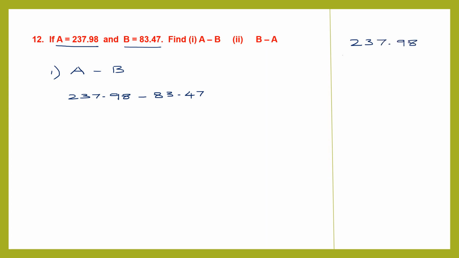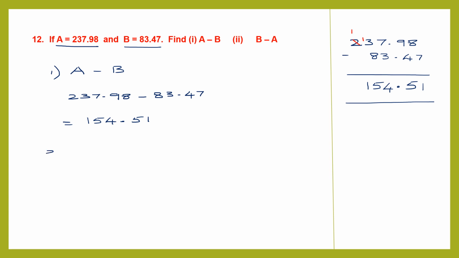237.98 minus 83. Let's write 83 in the right place. 0.47. Let's do the subtraction now. Now there's no need to add zeros because they're already like decimals. 8 minus 7 is 1. 9 minus 4 is 5. Put the point. 7 minus 3 is 4. Now 3 minus 8 we have to borrow. So this becomes 1 and 13. 13 minus 8 is 5 and then we have 1. So what do we have? 154.51. So that is the answer to A minus B.